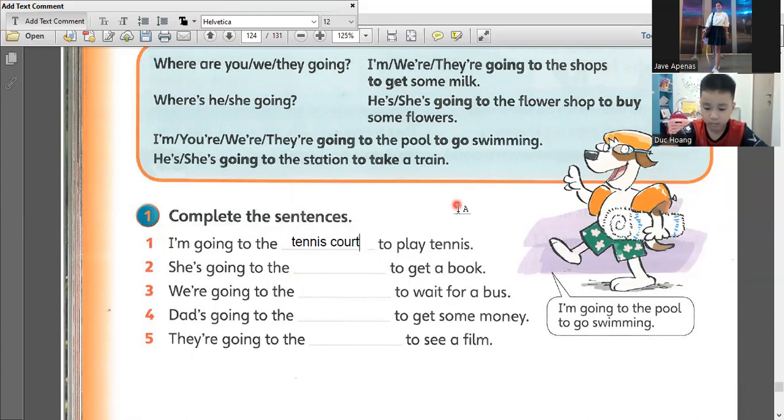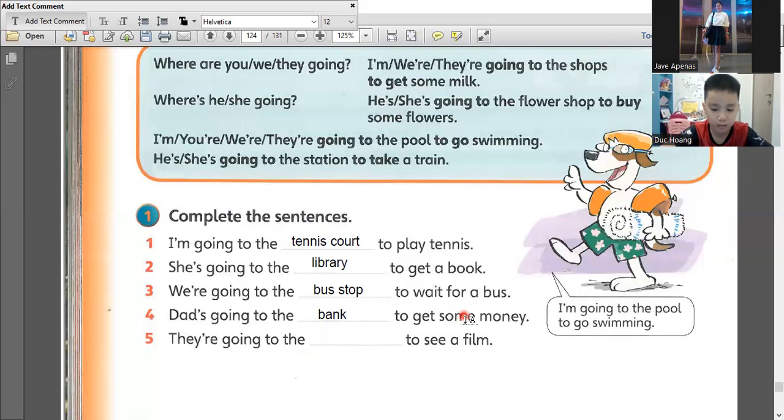Correct. Okay, please write down. Yeah, library is correct. Okay, do you want to write it down? Yeah, I don't. Ah, okay. Library is this one. She's going to the library to get a book. Number three. We're going to the bus stop. Bus. Okay, bus stop to wait for a bus. Number four. Dad is going to the bank to get something. Correct. And five.